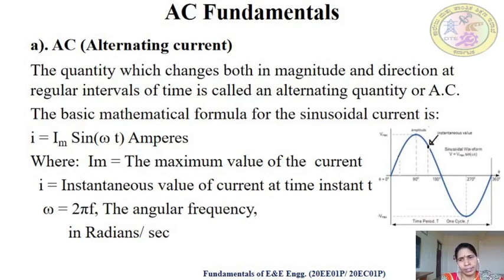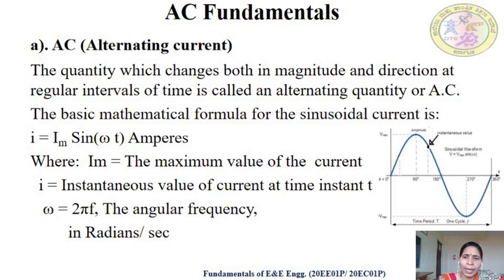In AC fundamentals, as we know, the electricity generated at the power station is always in the form of AC, that is alternating current. Alternating current means the quantity which changes both in magnitude and direction at regular intervals of time. So this alternating current can be drawn in the sinusoidal waveform.